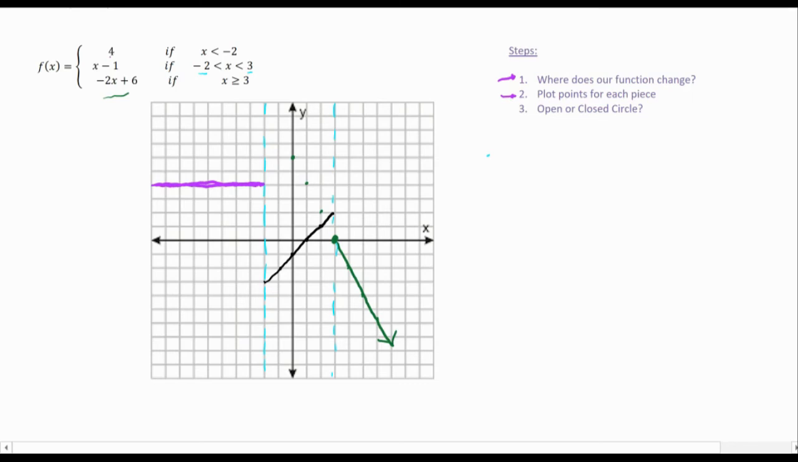So the last thing I want to mention is whether it's going to be open circles or closed circles at the ending. If we look at this purple one, the first of the three, it says x is less than negative 2. If it's just a less than symbol, it's going to be an open circle. For the second equation, it says less than in the first and also less than in the second. So again, open and open. And then lastly, this one here says greater than or equal to. So where this one starts is going to be a closed circle, and there's my final graph.